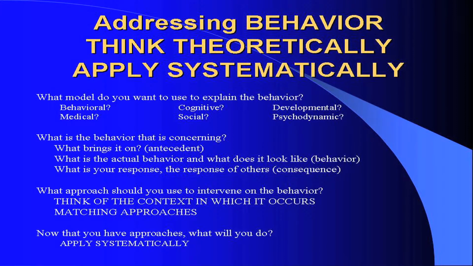Okay? And sorry, I had to throw in that ABC functional analysis stuff, right? Because you have to be able to look at the behavior clearly and understand it. You can't bypass that, because we are still right now dealing with the external behavior. As much as I wish we could change connectivity, we have to look at the external behavior that way. Okay, think of the context in which it occurs, matching approaches, and apply systematically. One of the things with apply systematically is go easy first, right? Pick the easier one first. Don't go with the most difficult one.